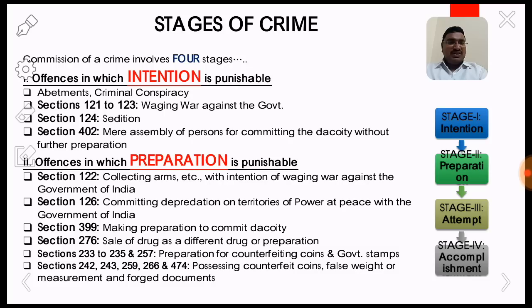Preparation is itself punishable under IPC. Sections 233, 235 and 257 speak about preparation for counterfeiting coins and government stamps. The preparation for making counterfeit coins and government stamps is punishable. Mere preparation is punishable under Sections 233, 235 and 257. Possession of counterfeit coins, false weights and measurements, and forged documents is punishable under Sections 242, 243, 259, 266 and 474 of IPC.